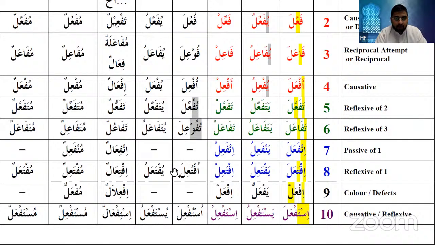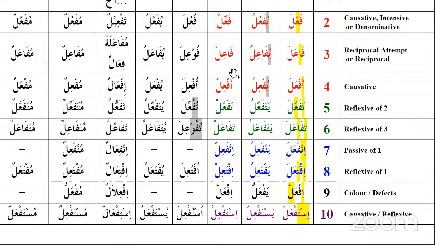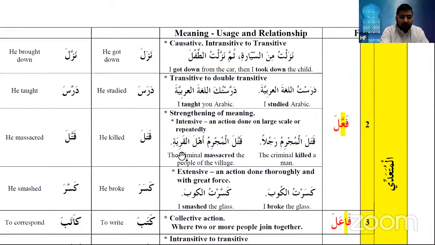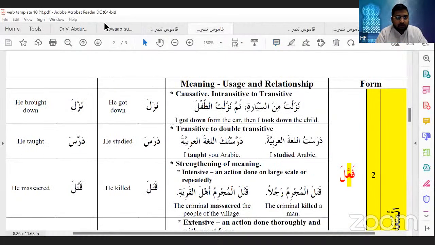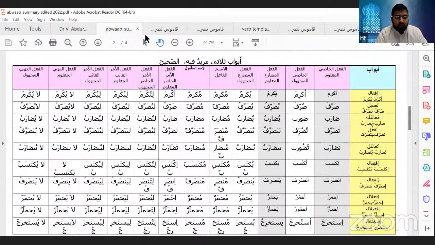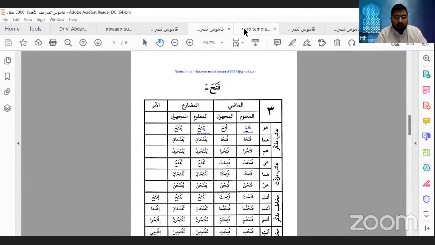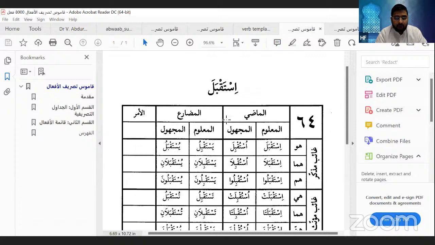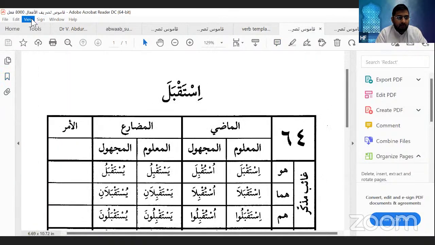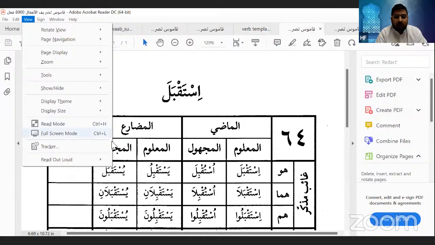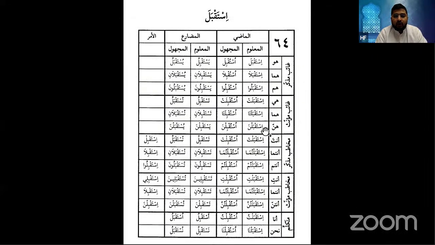Sister Kulthum. Assalamu alaikum, Sheikh. Alaikum assalam. Now I'm just going to change the slide. There you go, I've got it on the screen. I want you to do the present tense. The word is used in Urdu and also in Arabic and in other languages: istaqbala yastaqbilu, which means to receive someone.